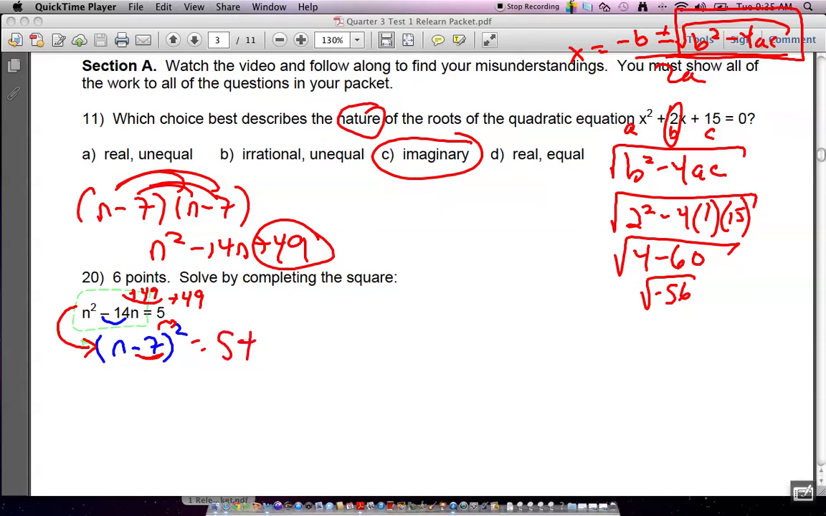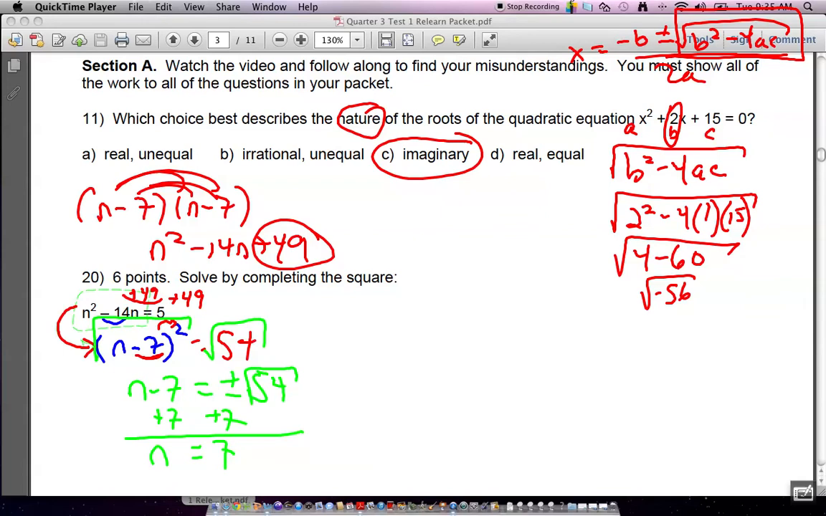Now I'm going to take the square root of both sides, and I get n minus 7 equals plus or minus the square root of 54. And the last step I need to do is add 7 to both sides. Guys, I saw some people put the 7 in with the 54 and come out with 47. No. That's in a square root. We can't add square roots to whole numbers. The final answer is simply 7 plus or minus the square root of 54, and we're done.